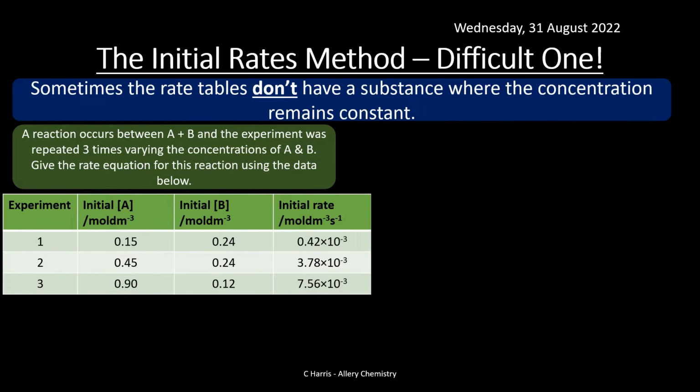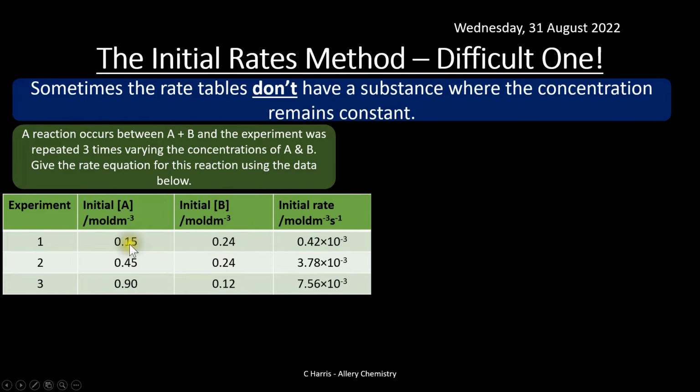So we've got a reaction between A and B, and the experiment was repeated 3 times, varying the concentrations of A and B. Now what we have to do is give the rate equation for this reaction using the data below, so we're basically working out what this rate equation could be. We've got 3 experiments here: experiment 1, initial rate, concentration of A and B, and the rate of reaction, and we've got it for 2 and 3.